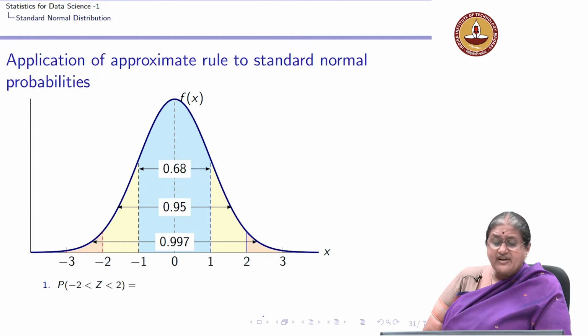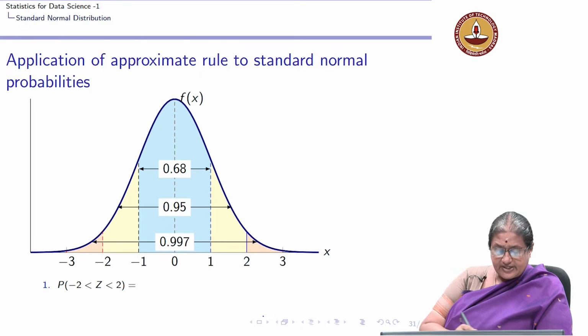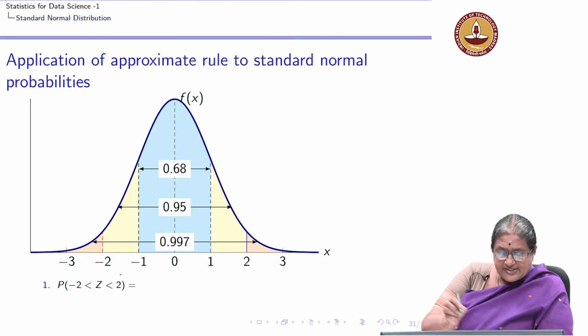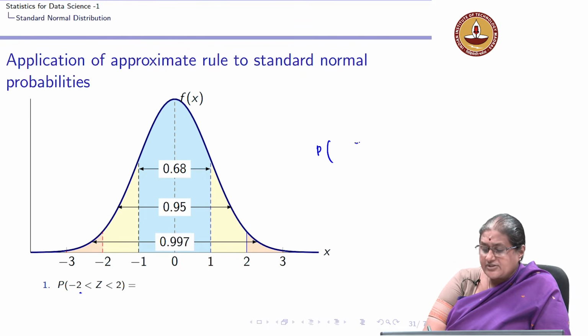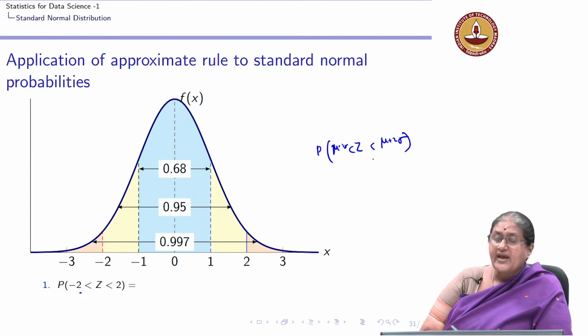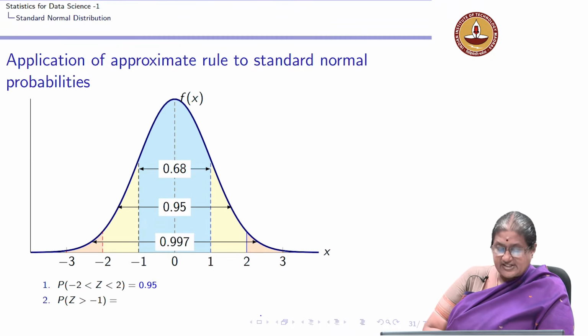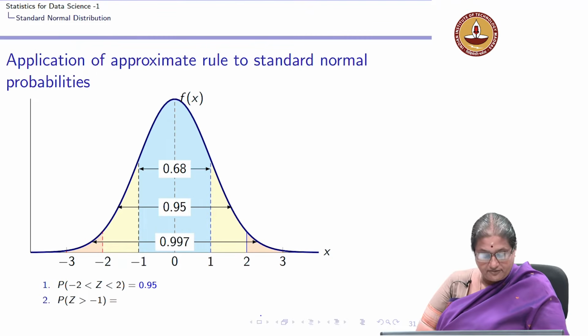So, given the standard normal, we can just apply the approximation rule to find out the standard normal probabilities. For example, the probability Z lies between minus 2 and 2 is the same as the chance that the random variable lies within mu minus 2 sigma and mu plus 2 sigma. I already know 95% lies between minus 2 and 2. So, this answer is a straightforward 0.95.